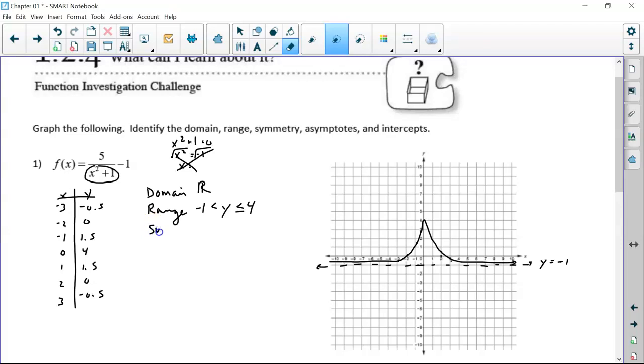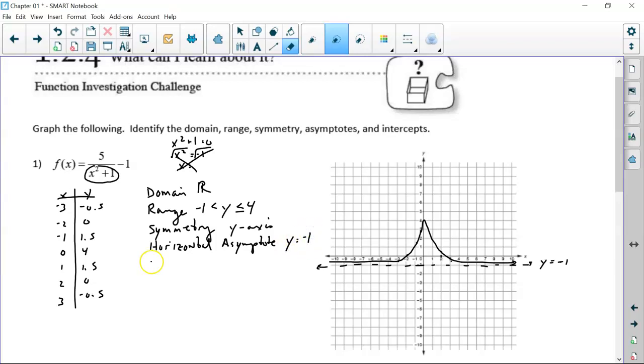Symmetry. Symmetry means if we fold along a line, everything on the left-hand side and right-hand side are going to match up, or up and down. So what this has, it's symmetric along the y-axis. If you were to fold your graph along the y-axis, everything on the left-hand side would meet up with all the points on the right-hand side. There's a horizontal asymptote at y equals negative 1.